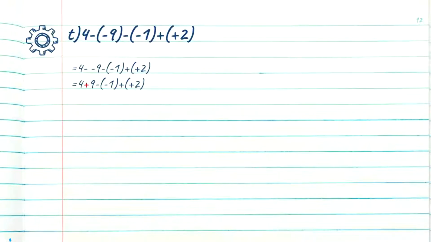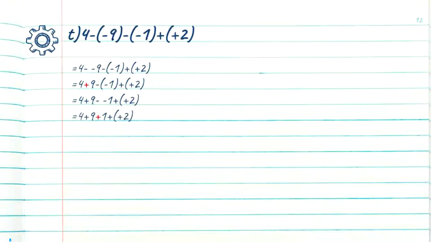We can again do more cleanup, so let's go ahead and remove the brackets around the negative 1. So our line becomes 4 plus 9 minus 1 plus a positive 2. The two negative signs are the same, so we can go ahead and reduce that to a plus. Let's go ahead and clean up our line: 4 plus 9 plus 1 plus a positive 2.